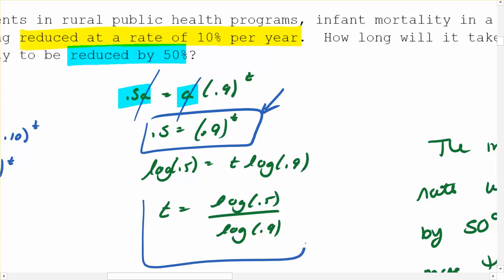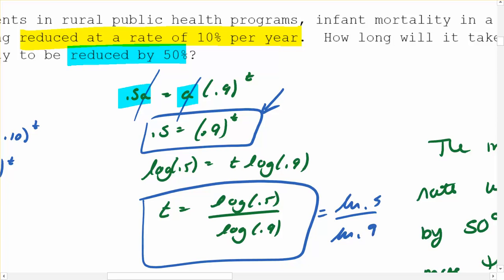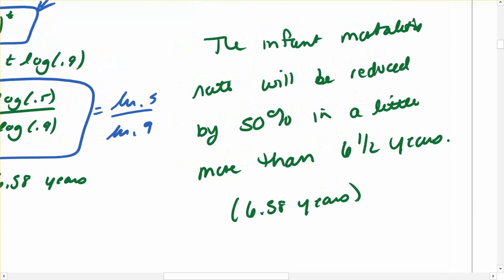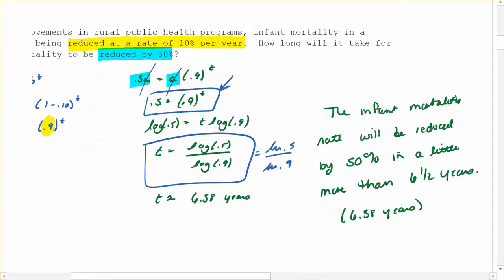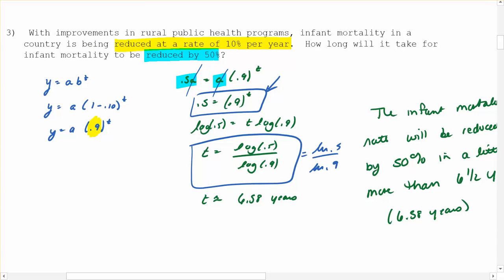So then you can isolate t, and you get t is equal to log 0.5 over log 0.9. That is the same thing as ln 0.5 over ln of 0.9. Effectively, yes. That's effectively the same. So how long does it take to reduce by half? Yeah. So it effectively is asking for the half-life.